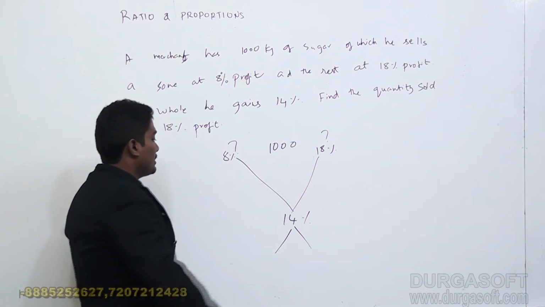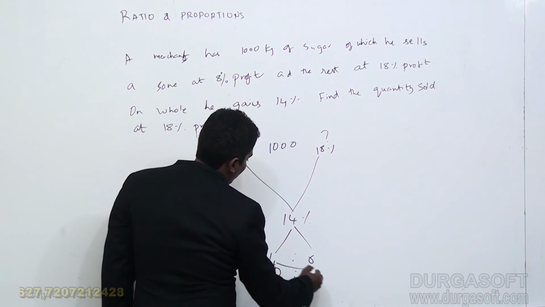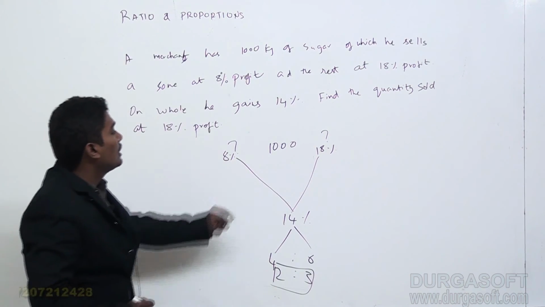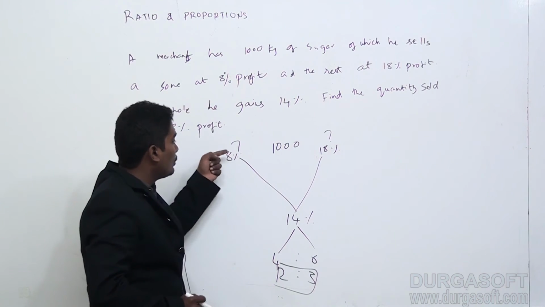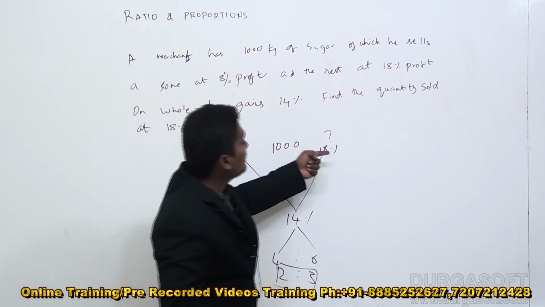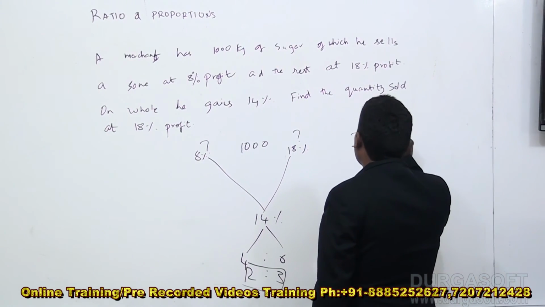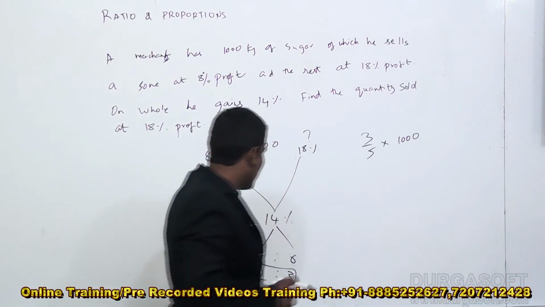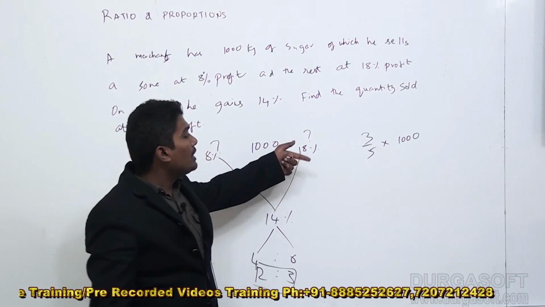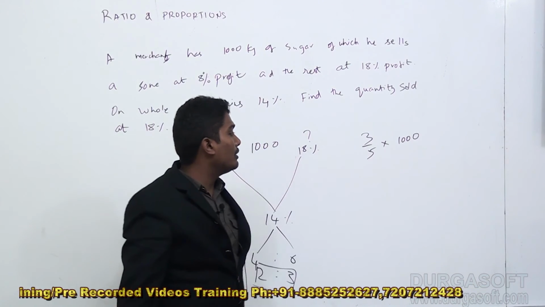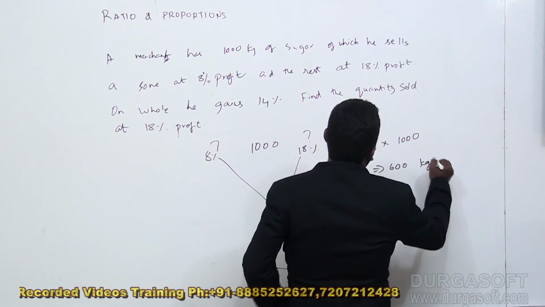So 18 and 14, the difference is 4. 8 and 14, the difference is 6. In other words, 2:3 is the ratio. Now I have 1000 kilograms. Some part I'll sell at 8% profit, and the remaining at 18% profit. So 3 plus 2 is 5 parts. Among 5 parts, 3 parts I'll be selling at 18% profit. So the total quantity sold at 18% profit is 3/5 into 1000, which is nothing but 600 kilograms. This will be the answer.